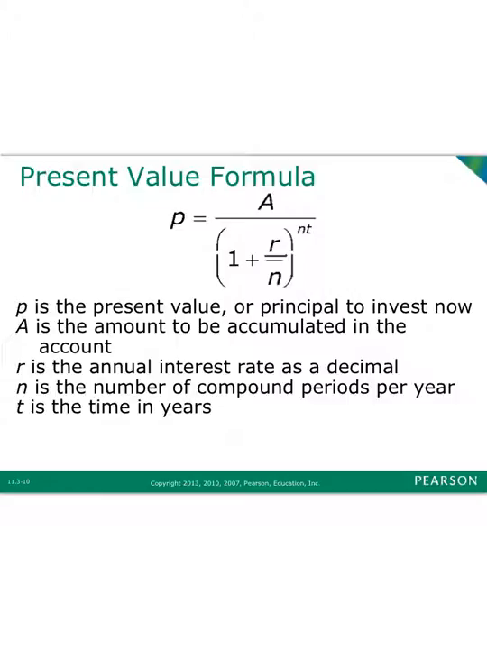So P is the present value or principal to invest. A is the amount to be accumulated in the account. R is the annual interest rate as a decimal. N is the number of compounded periods per year. And T is the time in years. So suppose I want to know how much to invest now to get a certain amount of money in the future that I can utilize to either buy a house, to buy a car, to invest in one of my child's educations. I would use this present value formula.